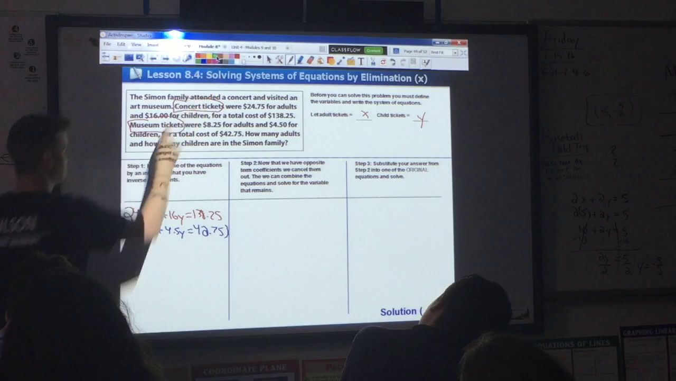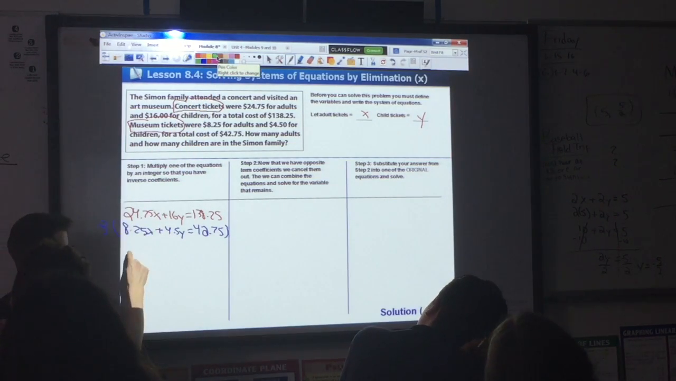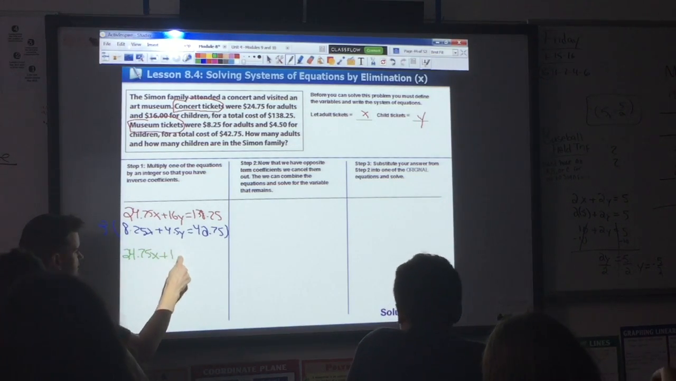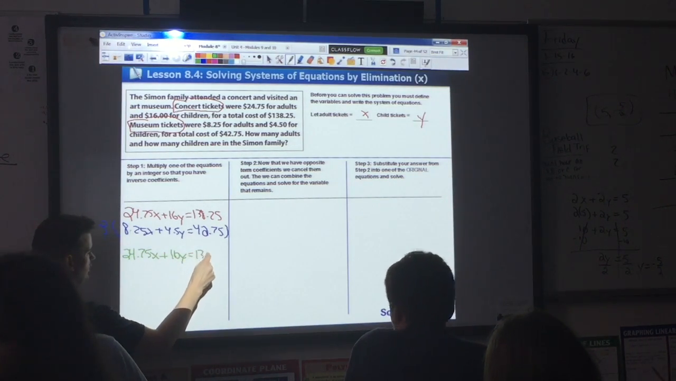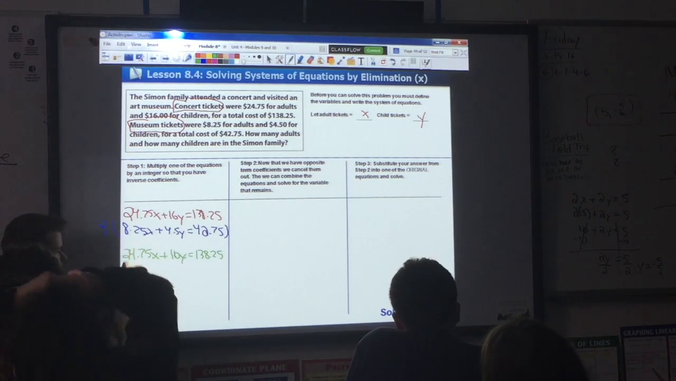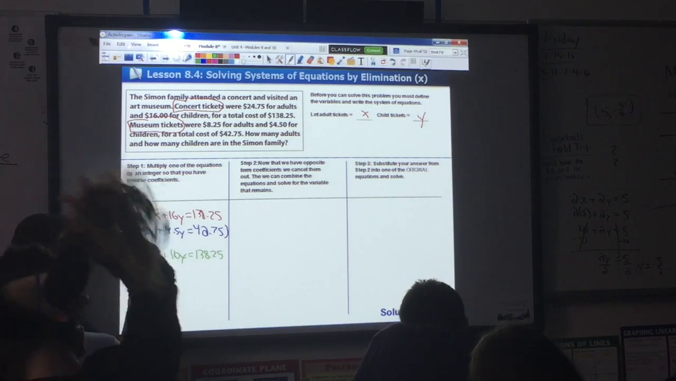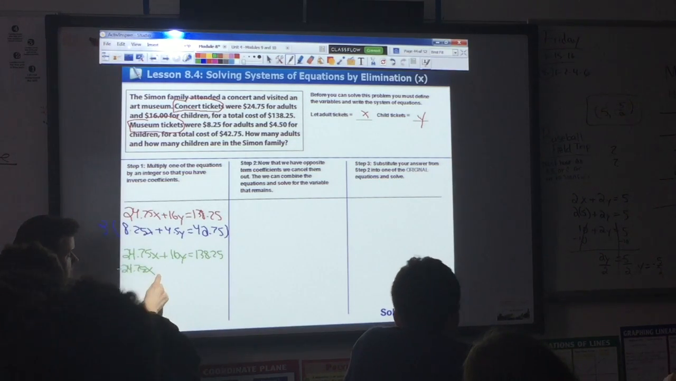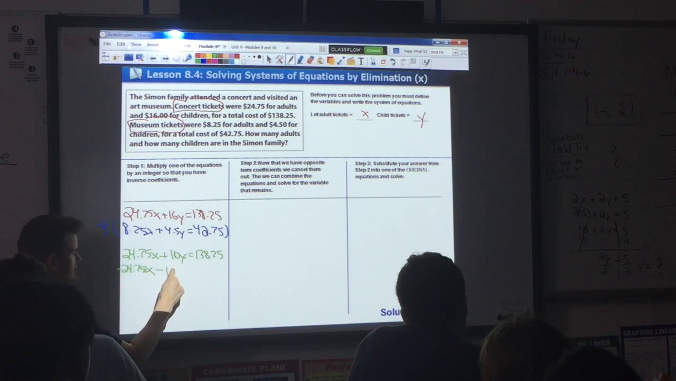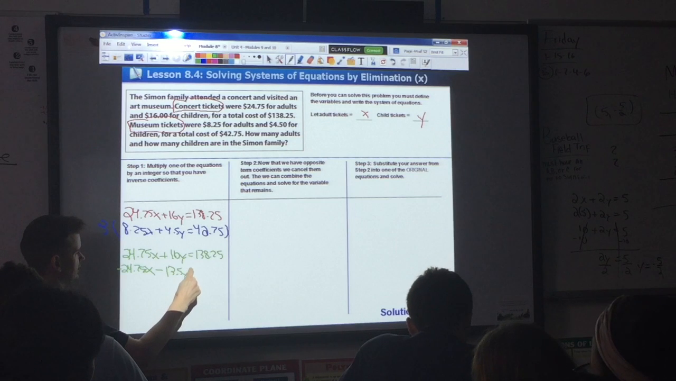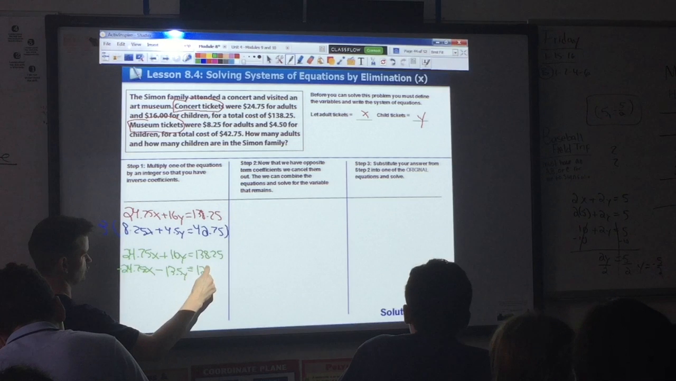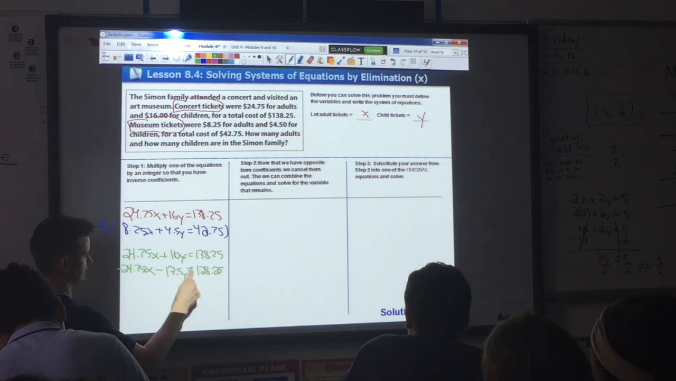Notice that the top equation did not change, so I'm just going to rewrite this as 24.75x plus 16y is equal to 138.25. I do the multiplication on the bottom. That gives me a negative 24.75x. Bam! Inverse coefficients have been created. Multiply the y, that's going to give me a negative 13.5y is equal to negative 128.25.